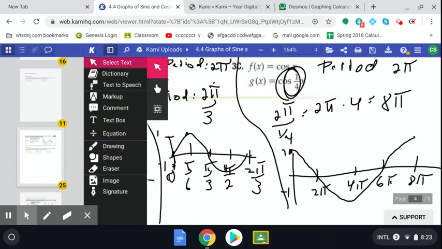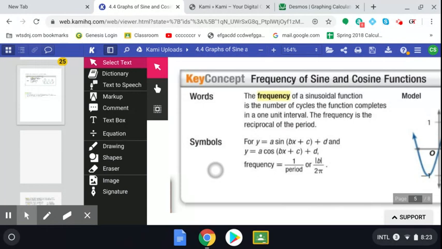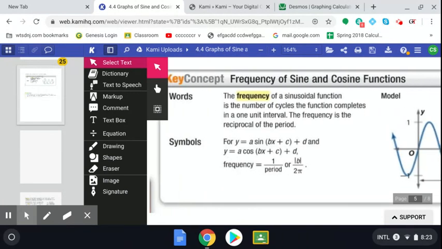Okay, so the period is always 2 pi over b. b is the number in front of x. All right? Frequency of sine and cosine functions. The frequency of a sinusoidal function is the number of cycles the function completes in 1 unit interval, so before it starts to repeat itself. The frequency is the reciprocal of the period. So for y equals a sine bx plus c plus d, and y equals a cosine bx plus c plus d, the frequency is 1 over the period. You know the period is 2 pi over b, so if you flip it, you get absolute value of b over 2 pi.